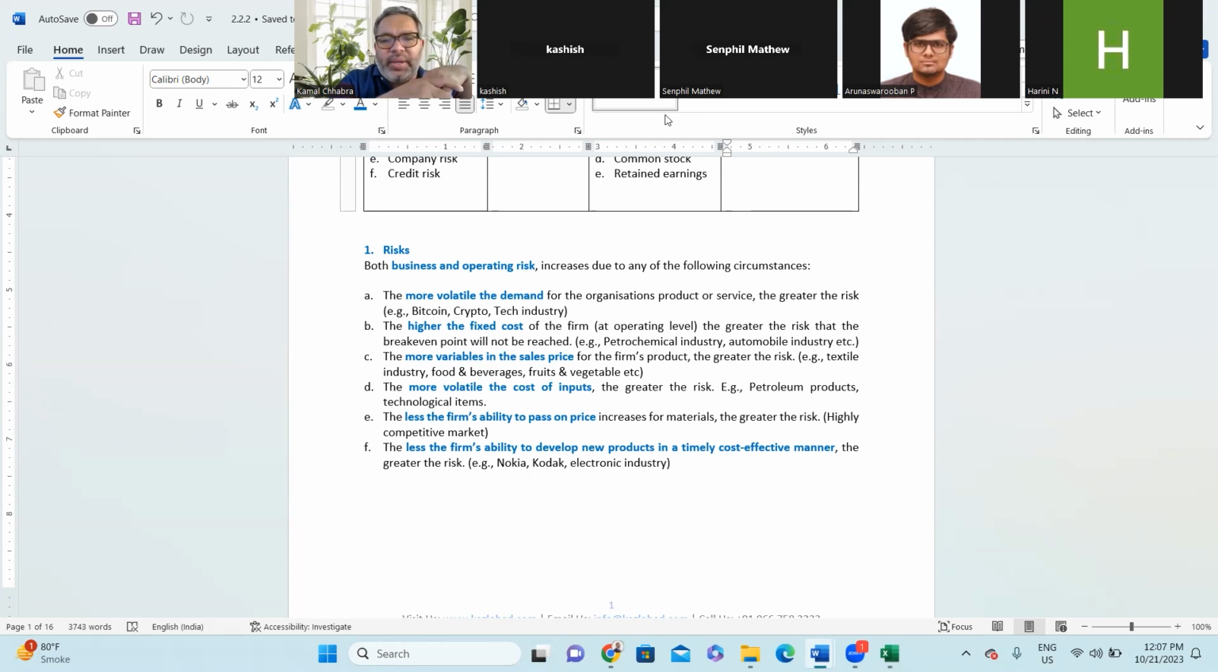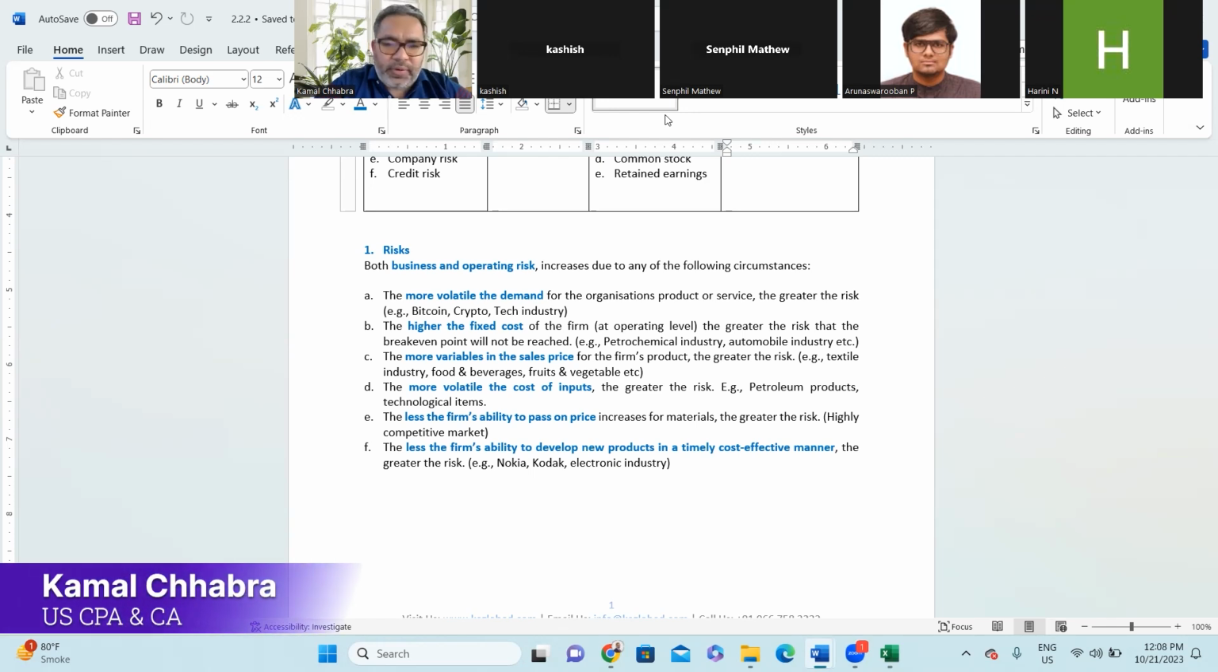Next is the more variable the sales price for the firm's product, the greater the risk. For example, the textile industry, food and beverages industry, fruits and vegetable industry. What is variable? I know some of you might have studied ASC 606, revenue recognition, right? There we have discussed variable consideration and constraint on variable consideration. Any of you remember that by any chance? Yes, sir. So what was the variable consideration?